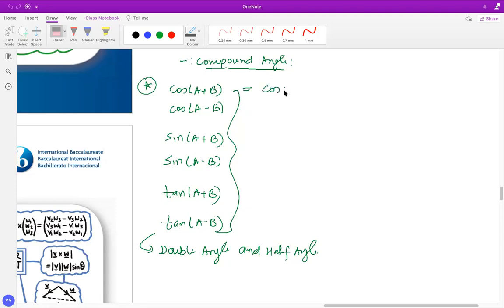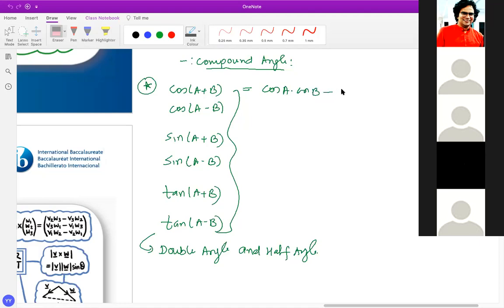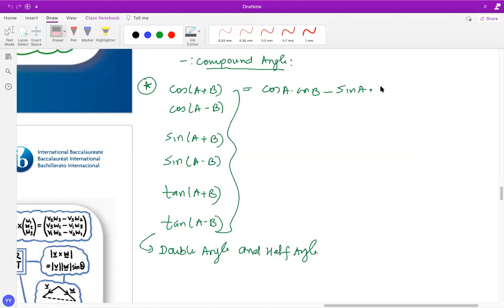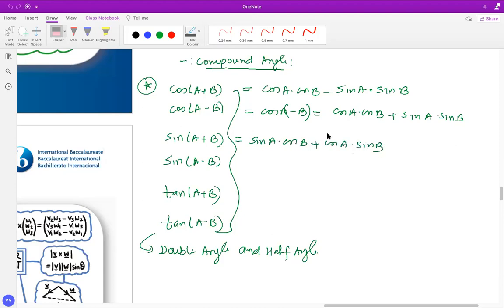So cos A plus B is cos A cos B minus sine A sine B. That's the formula for cos A plus B. Then cos A minus B is cos A cos B plus sine A sine B. And after that, you got the other one, which is sine A plus B. So sine of angle A, cos of angle B, plus cos of angle A, sine of angle B. So just see the difference. Be careful about the sign issues that you get. Now, the next up is sine A minus B is sine A cos B minus cos A sine B.